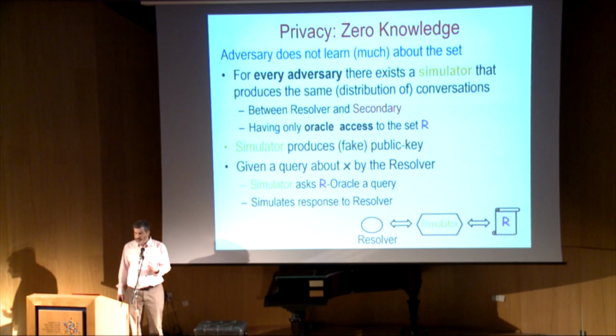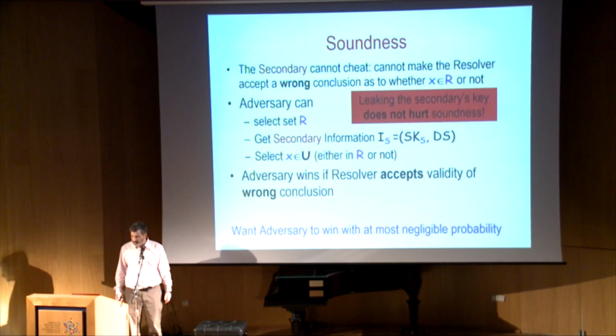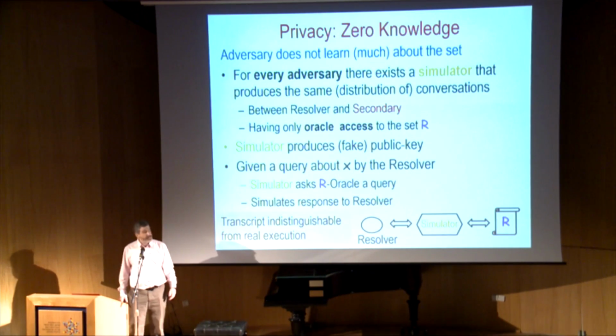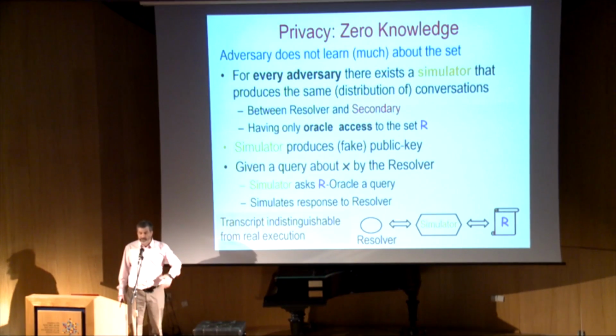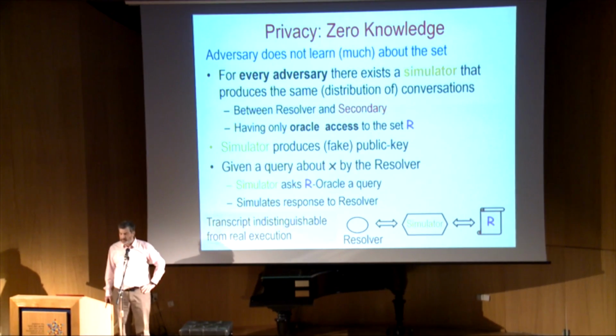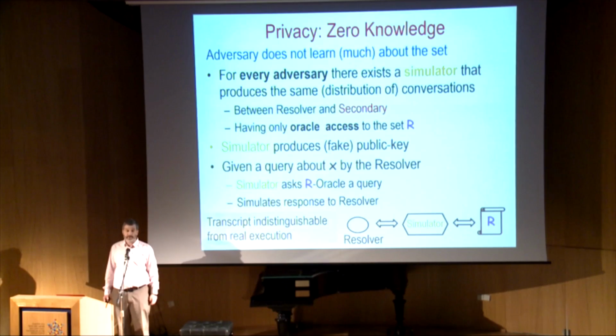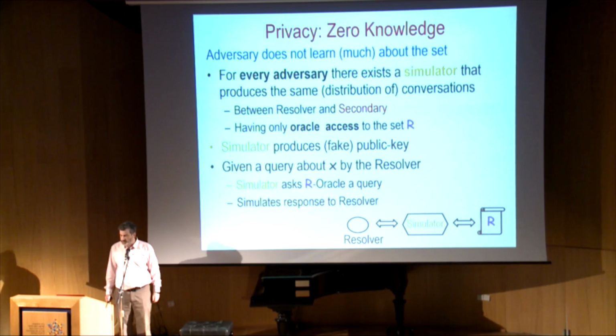So the simulator produces a fake public key, and given a query about X by the resolver, he asks an R oracle whether it's in the set or not, and then simulates an answer to the resolver. And there is no rewinding, and what we want is that the transcript he produces will be indistinguishable from a true execution, from a real execution.